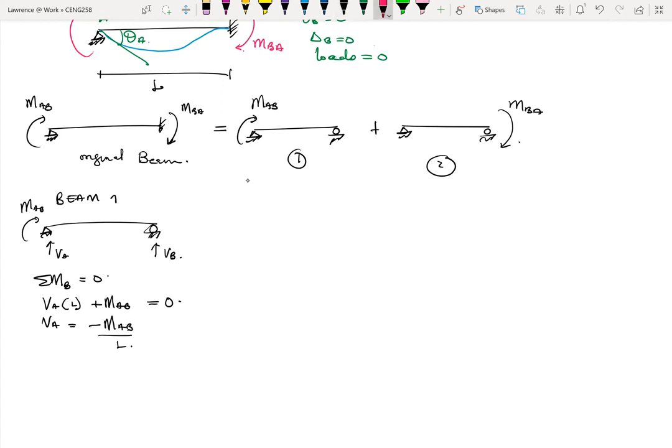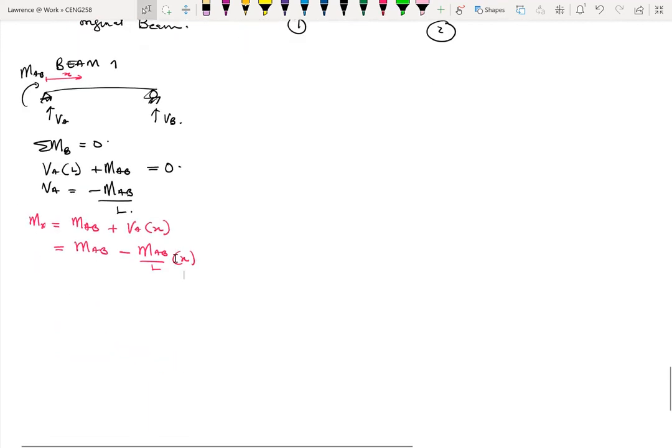Then if you have our X moving from here towards that, we want to draw the bending moment diagram, okay? So it means that our moment at any point X will be equal to MAB plus VA times X. Okay. So that we have MAB minus MAB over L times X. Okay, where I'm just replacing the VA with whatever we had previously.